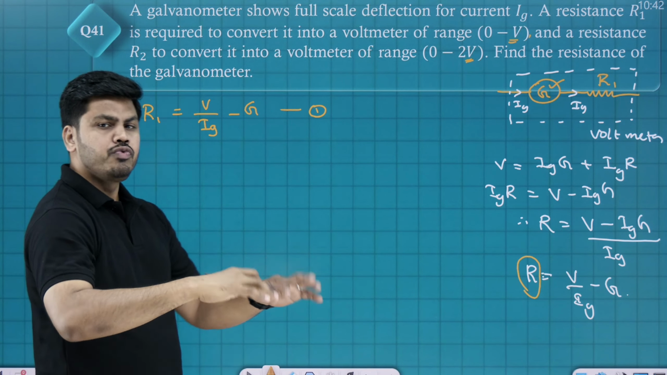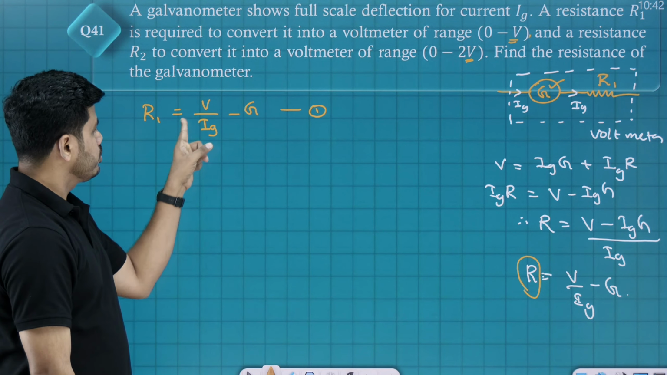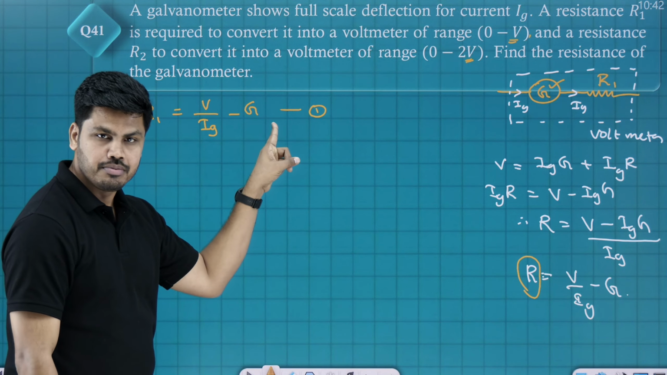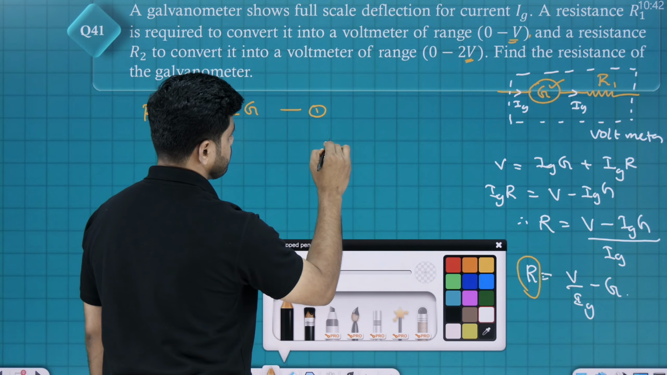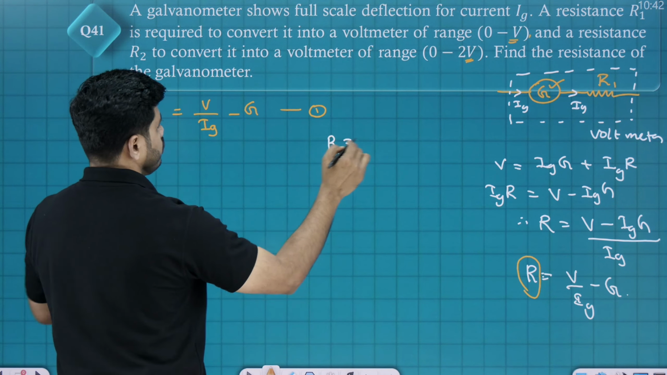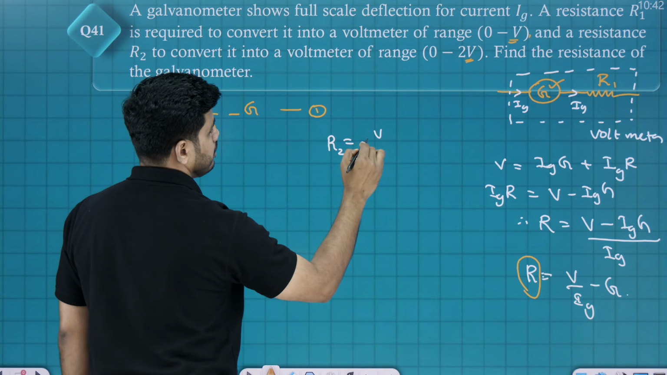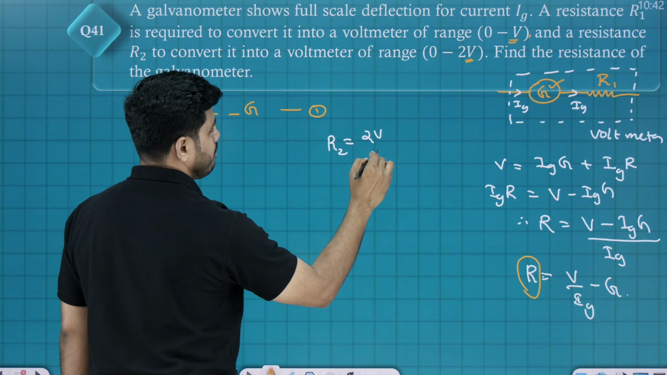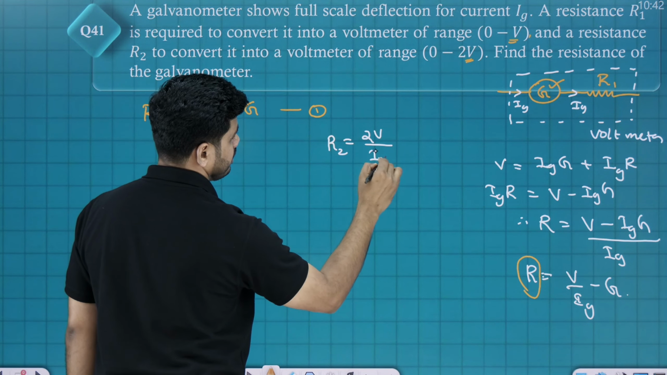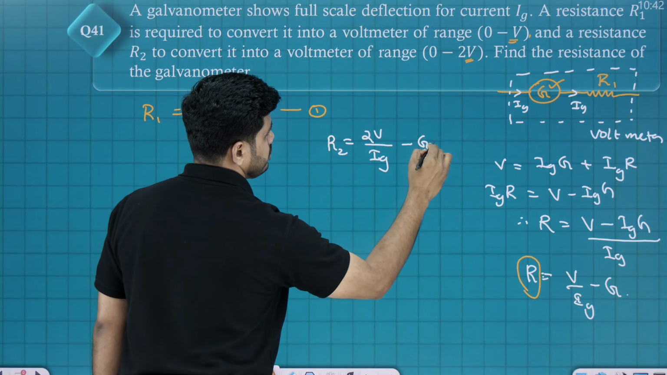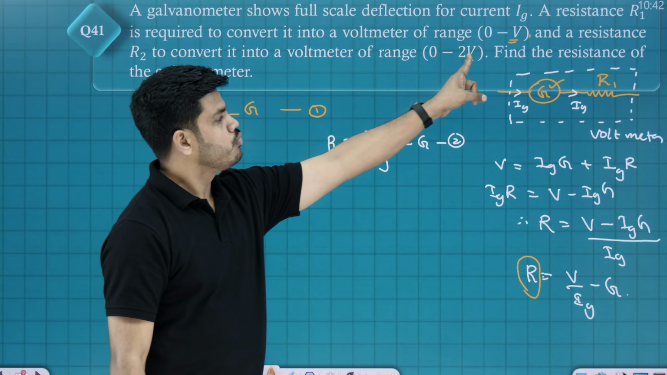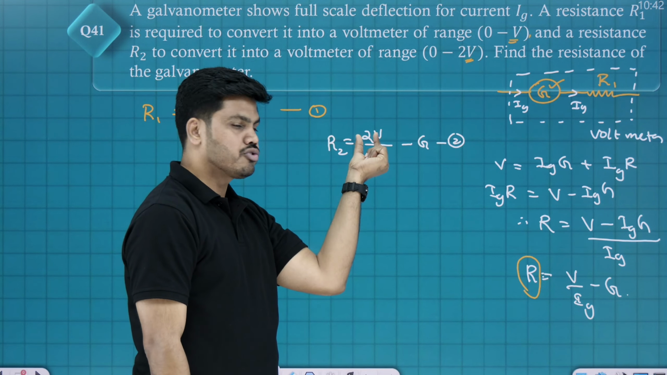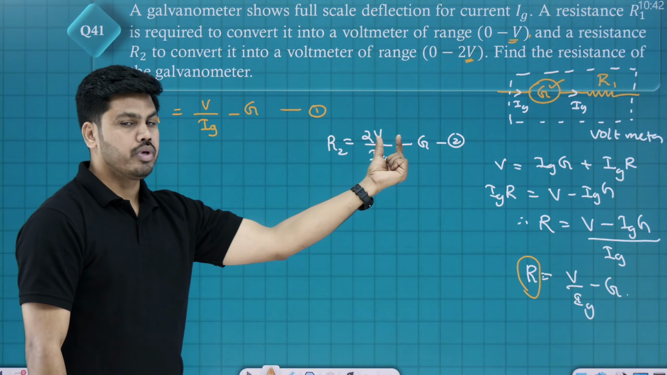Later, if I change R1 into R2, this becomes 2V by Ig minus G. How will you write the expression for R2? R2 is equal to, instead of V, this 2V divided by Ig, minus G. It is equation number 2. Because when we change R1 to R2, the range of the voltmeter changes to 2V. So this is V, this is 2V.